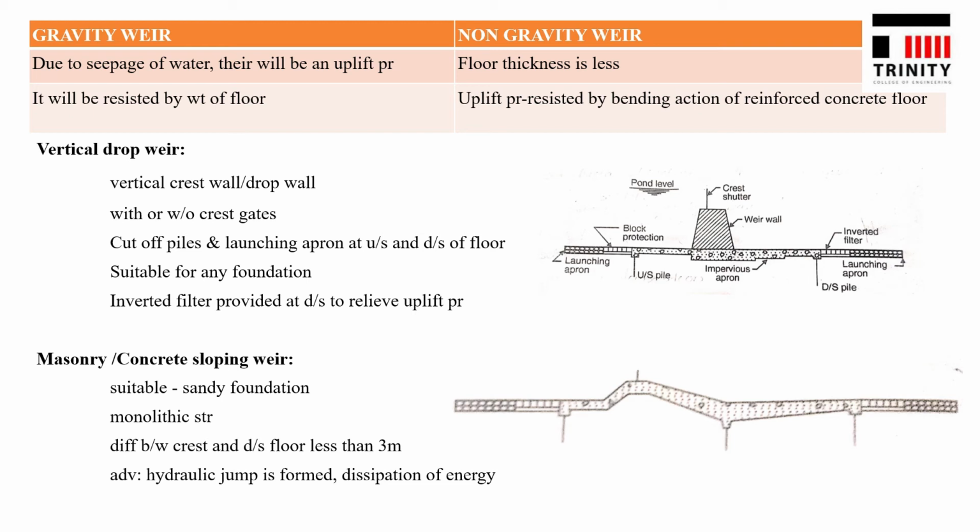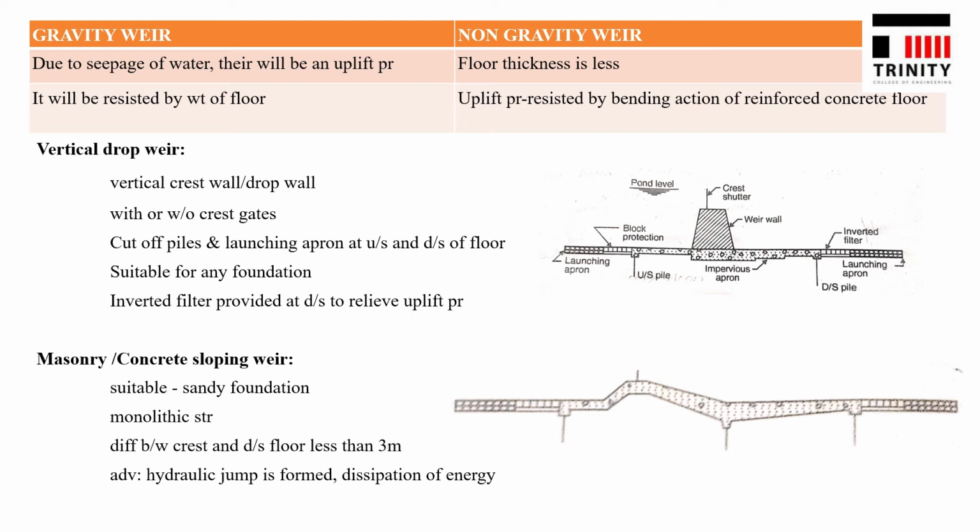A vertical drop weir is a vertical drop wall or crest wall weir, which can be provided with or without crest plates. Cut-off piles are provided at the upstream and downstream of the floor, and to prevent scouring, we provide launching aprons at upstream and downstream. It is suitable for any type of foundation. And an inverted filter is provided at the downstream to relieve the uplift pressure.